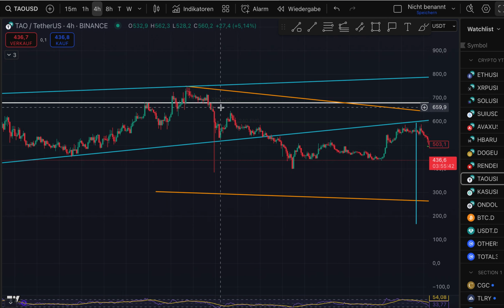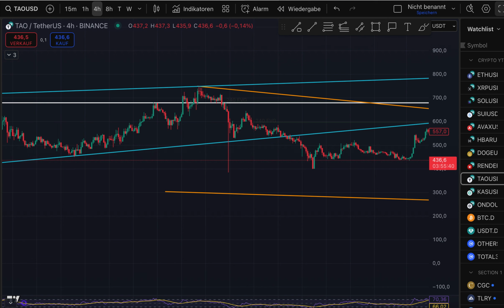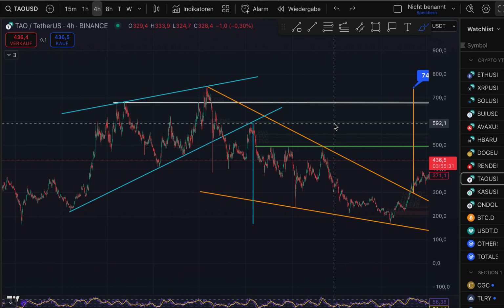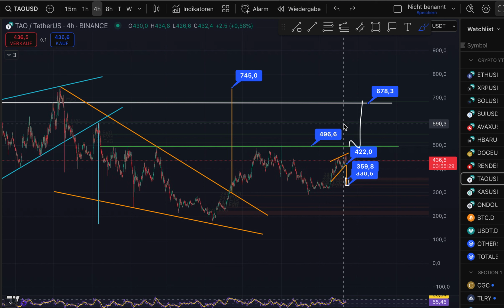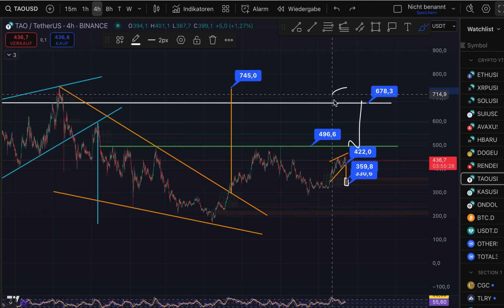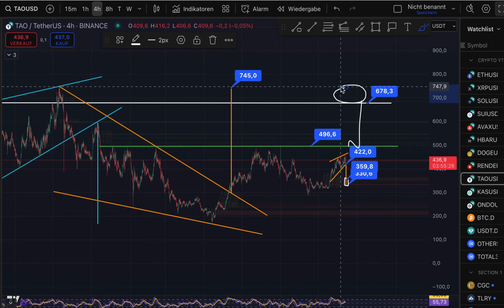Also, if we zoom in here, we also got support here, fell lower than that, retested it, lower prices. So this trend line is valid. Everything in that area is, in my opinion, the top.